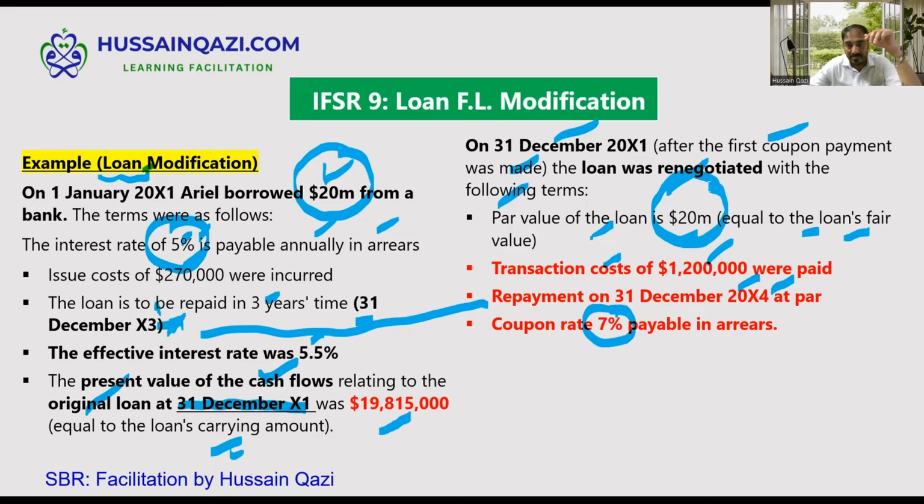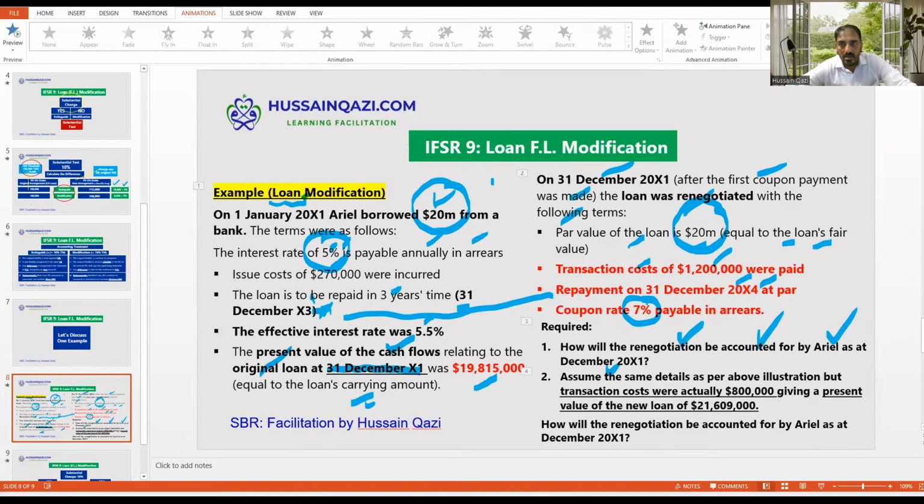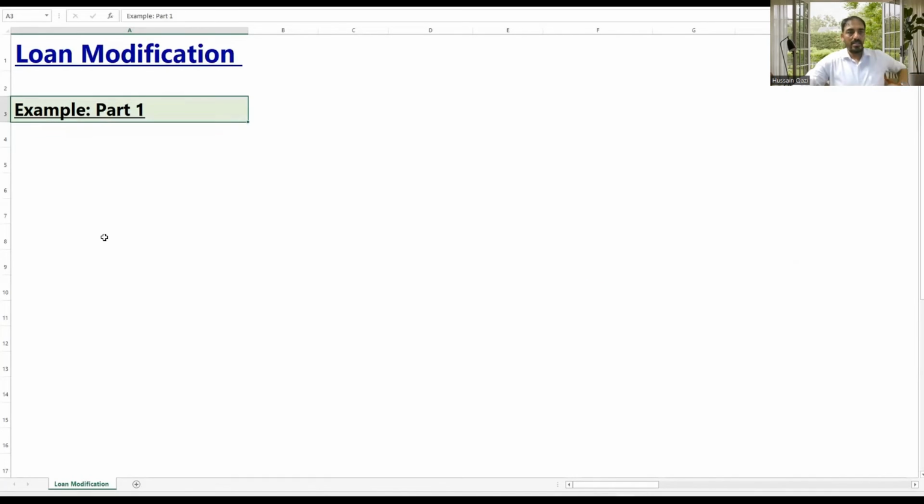That's the point. Now the point is how the renegotiation will be accounted for by Ariel as at 31st December X1. This is the example. Now come on, it's time to attempt this question.